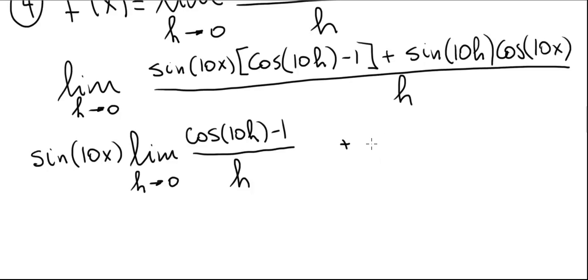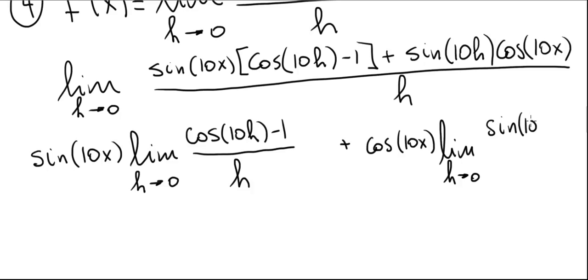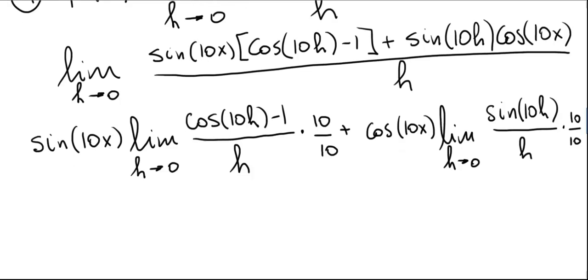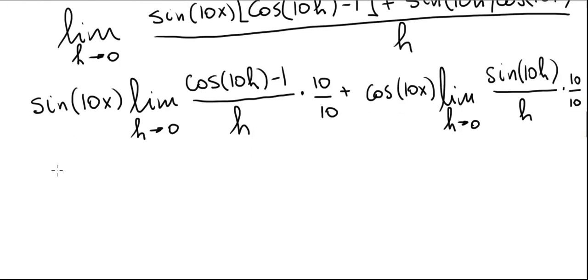plus cosine of 10x, which doesn't have any h in it, times the limit as h approaches 0 of sine of 10h divided by h. Now we need to do one more thing. Because we have cosine of 10h and we have only h in the denominator, we're going to multiply both limits by a form of 1, which is 10 over 10. So times 10 over 10 and times 10 over 10. Here, the 10 in the numerator will filter outside the limit.